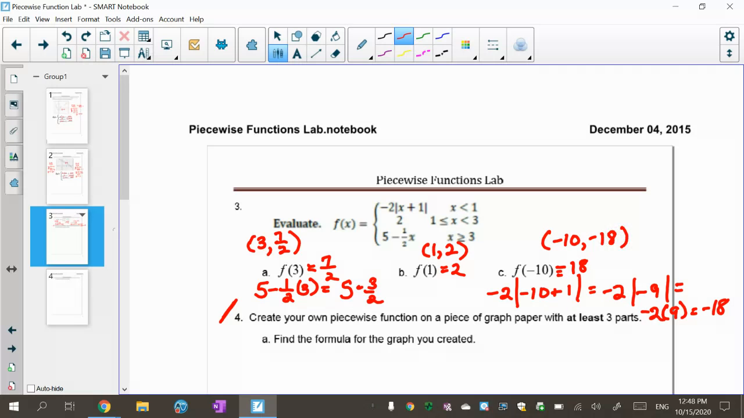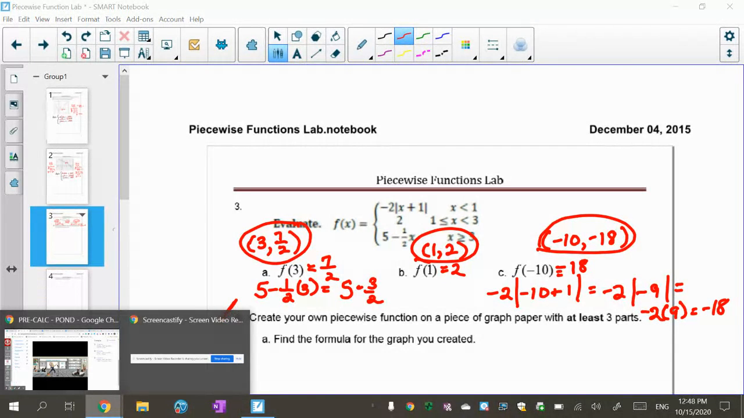Now I know you can graph this and check these points because all these points should be on the graph, but I always want to see the algebra if there's any algebra to do. So that is the end of this video, talking about the lab.